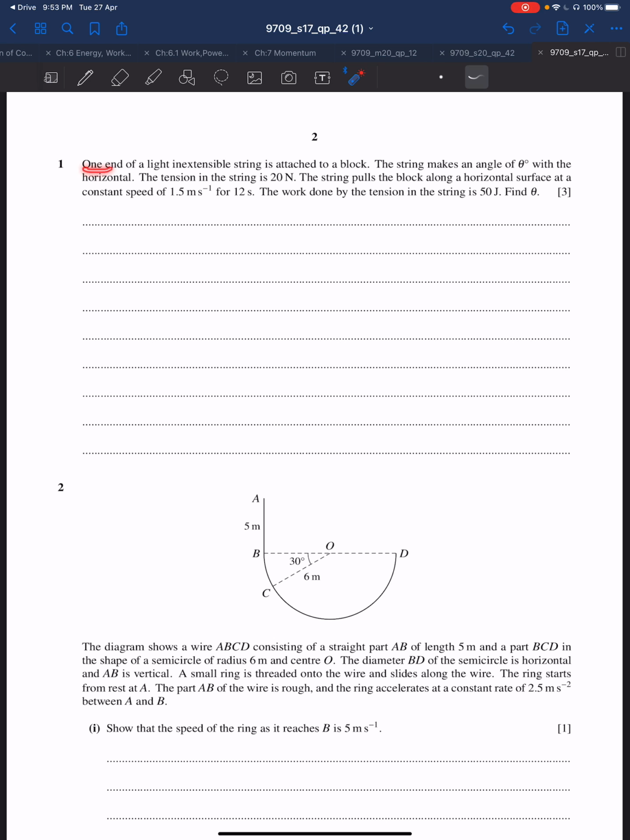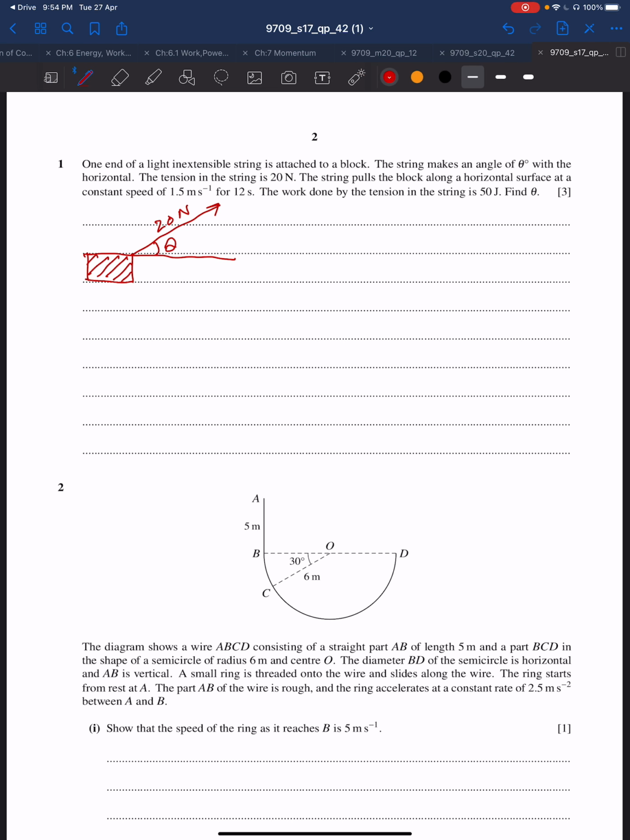One end of a light inextensible string is attached to a block. The string makes an angle of theta degrees. If I draw a block like this, this is the string which is making an angle of theta degrees with the horizontal. The tension in the string is 20 Newton, so we'll write down 20 Newton.